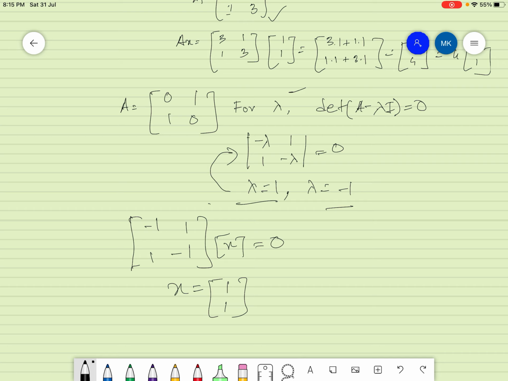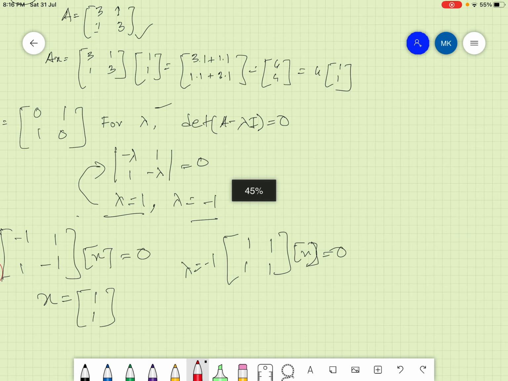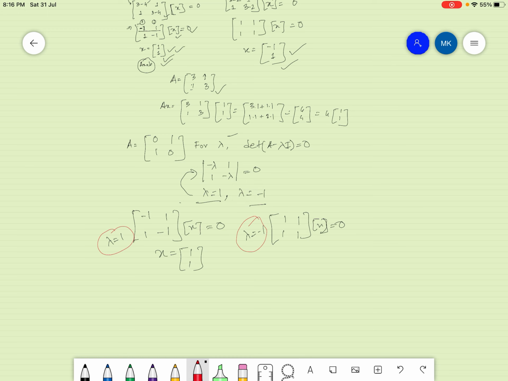This is for lambda equals 1, and for lambda equals negative 1 you get [1, 1; 1, 1] times x equals 0. So this is for lambda equals negative 1. So x would be [-1, 1], right?